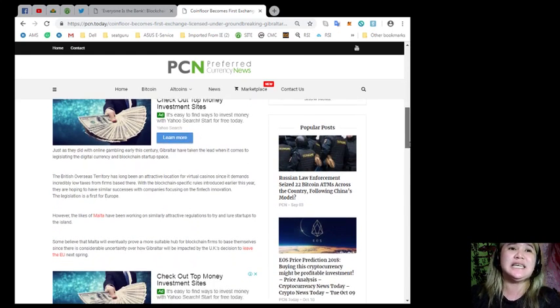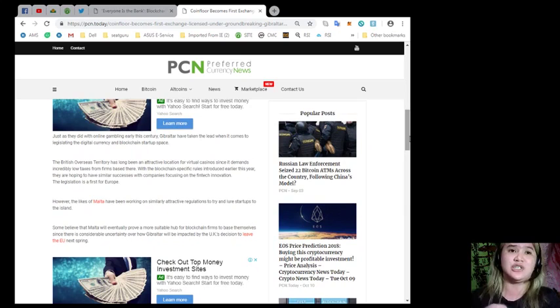Just as they did with online gambling early this century, Gibraltar have taken the lead when it comes to legislating the digital currency and blockchain startup space. The British overseas territory has long been an attractive location for virtual casinos since it demands incredibly low taxes from the firms based there. With the blockchain-specific rules introduced earlier this year, they are hoping to have similar successes with companies focusing on fintech innovation.